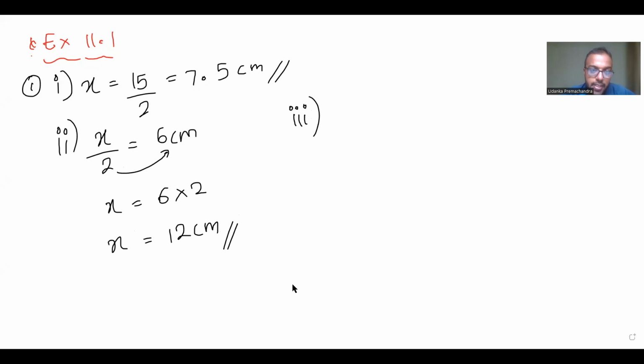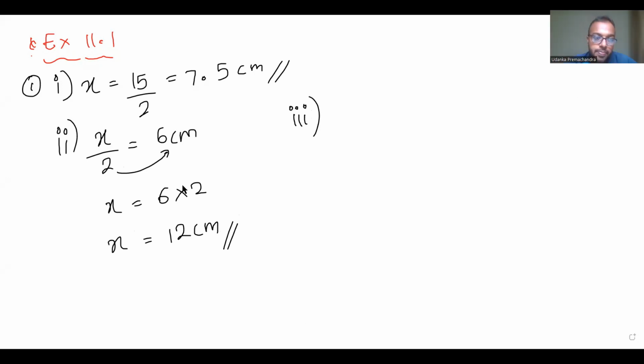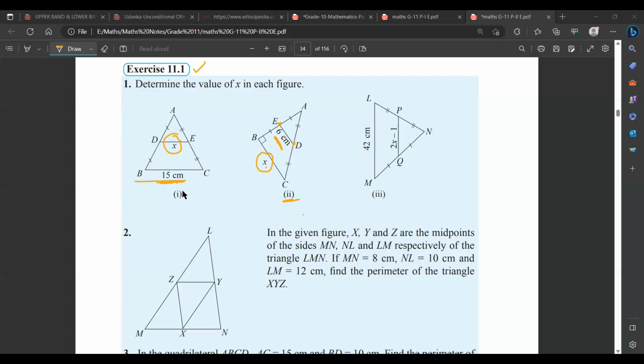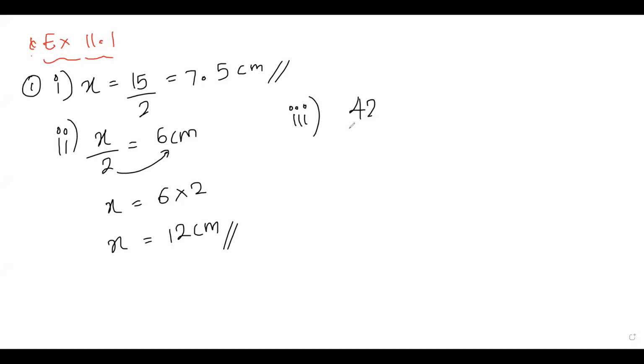At that one. See. That one. What is the bigger one? This P and Q should be the midpoints. So this one divided by 2 should be equal to this one, no? 42 divided by 2, 2x minus 1. You have to find the value of x. 42 divided by 2 equals 2x minus 1. Okay. 42 divided by 2, what is the value? 21.